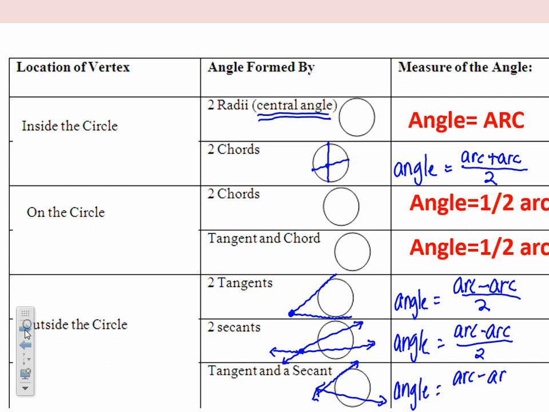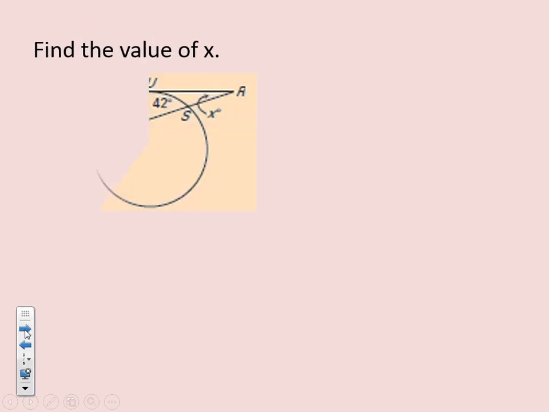Arc minus arc divided by 2. And those arcs that we're talking about are the arcs that are across from the angles. So again, oops, I had those animated in. Here we go. Let's use this to find the value of x.